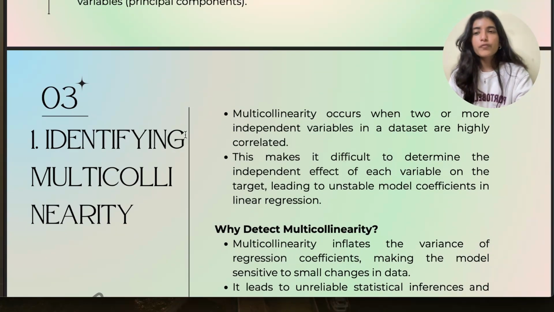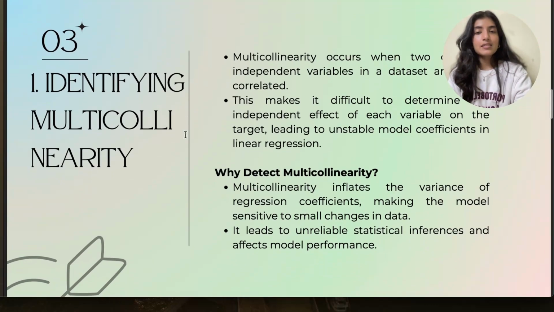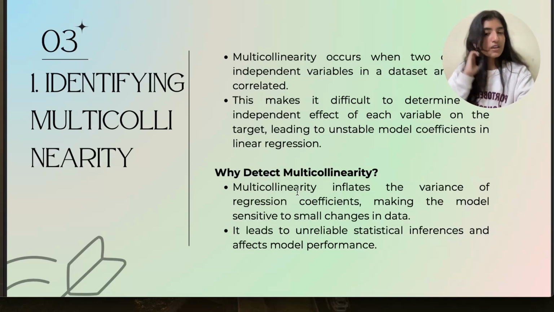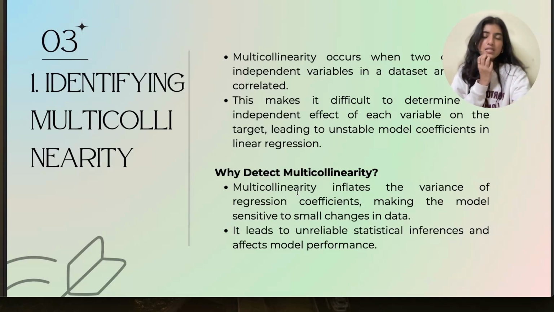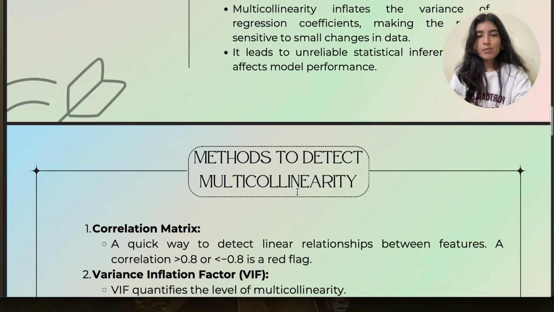First, let's talk about multicollinearity. This happens when two or more features in your dataset are highly correlated. Why is that a problem? Because it confuses models like linear regression, making predictions less reliable. Why detect multicollinearity? It inflates the variance of regression coefficients, making the model sensitive to small changes in data. It leads to unreliable statistical inferences and affects the model performance.